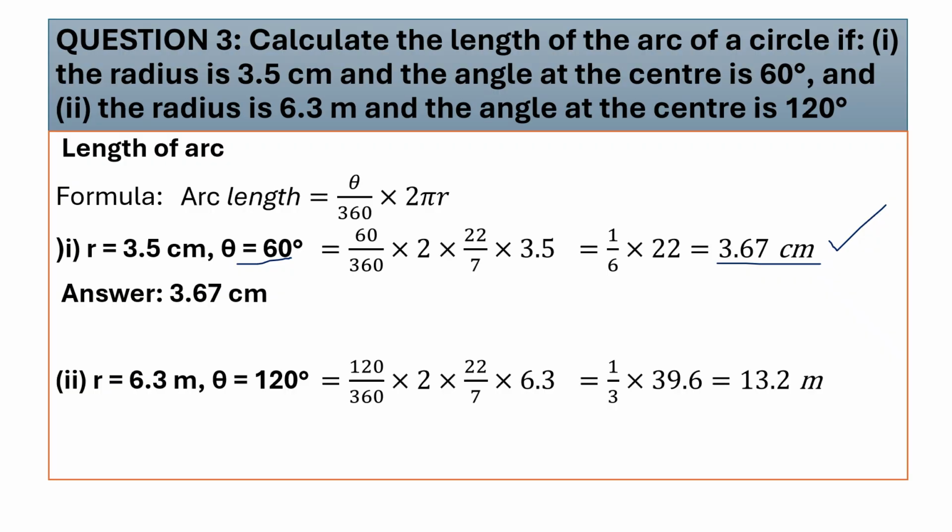Second is radius 6.3 meter, theta is 120 degree. Students, you just have to substitute the value, and the foremost important thing you need to remember is the formula, theta upon 360 into 2 pi r. So when you calculate, you will get the answer 13.2 meter.